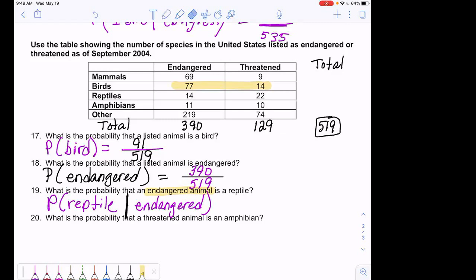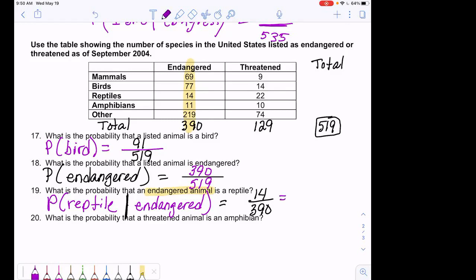So if we look in our little chart, the reptiles that are endangered. So here's our endangered list. There are 14 reptiles that are endangered out of 390 endangered animals. So the number on the top are the 14 reptiles. The number on the bottom would be all of the endangered animals.